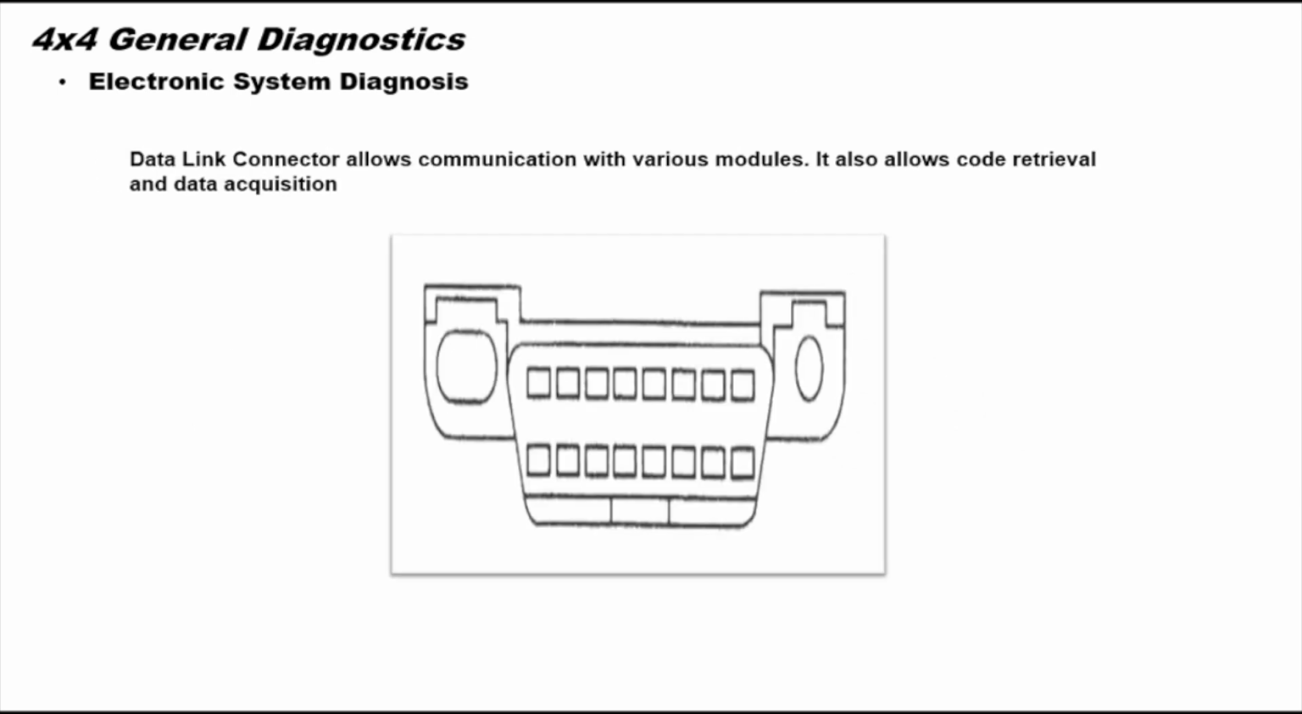And then finally, we have the data link connector, which is used to communicate with the various vehicle modules. Most vehicles will allow communication with the GEM module or the transfer case control module through the data link connector and allow code retrieval and data acquisition. Some applications require retrieving codes manually, such as the early New Venture 233 transfer case system.